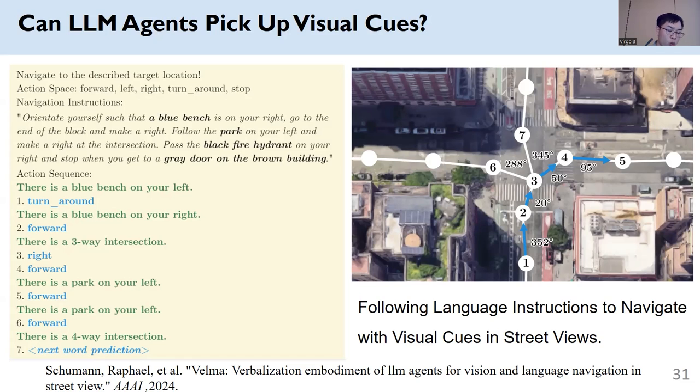There's been an interesting work from this year's Triple AI showing that LLM agents can be configured to follow language instructions to navigate with visual cues in street views. For example, here, he gives an instruction asking the LLM agents that when there is a blue bench on your left, then you should turn around. They give them these instructions, and the LLM can compare these instructions with the street view images they are seeing in the streets and follow them.